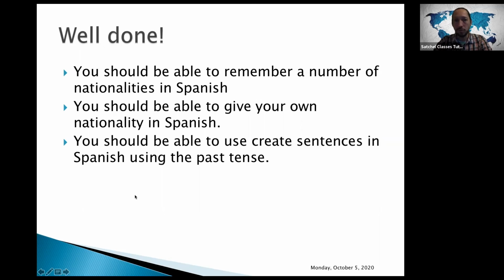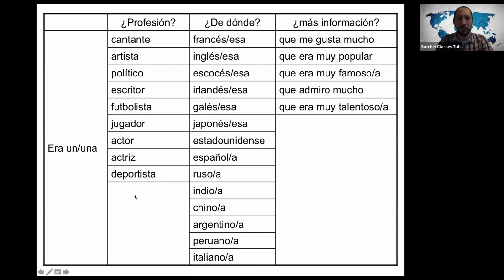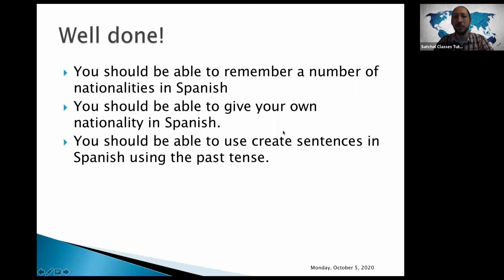Also, remember that with this, I'm going to go back to that chart. With this you can actually build as many sentences as you want, and you can actually link those sentences with other ones. So you can actually say, Frida Kahlo era una pintora mexicana que me gusta mucho, y Pablo Picasso era un pintor español que también me gusta mucho. And that's a long sentence. Can you translate that?